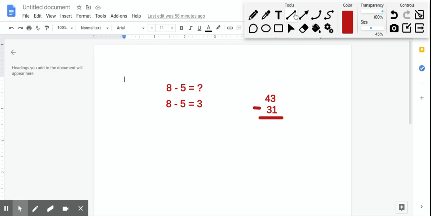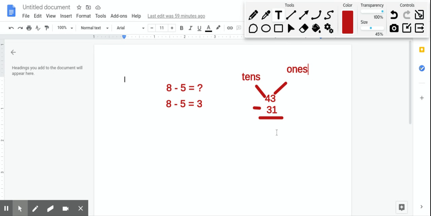So the column, you can see that there are two columns. The column on the right is our ones column, and the column on our left is our tens column. And those columns just signify the place value of the number. So for example, in the number 43, there are 4 tens plus 3 ones. And in the number 31, there are 3 tens and just 1 one.